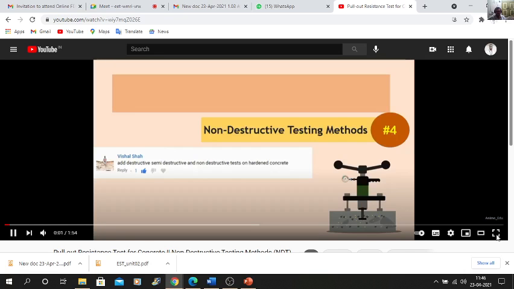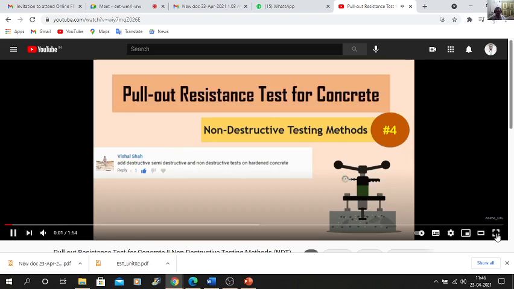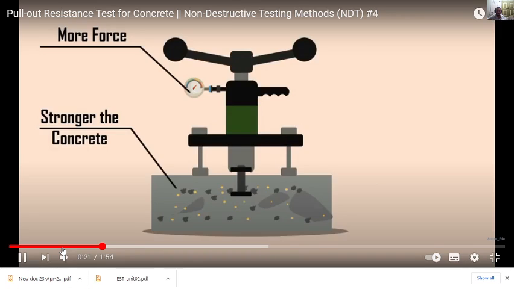Pull-out resistance test for concrete. A pull-out test measures the force required to pull out the shaped rod whose enlarged end has been cast into that concrete. The stronger the concrete, the more is the force required to pull out.